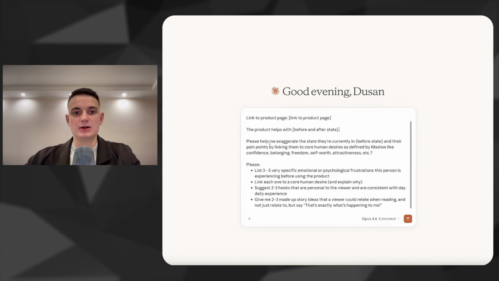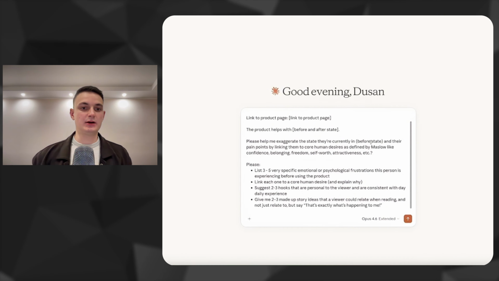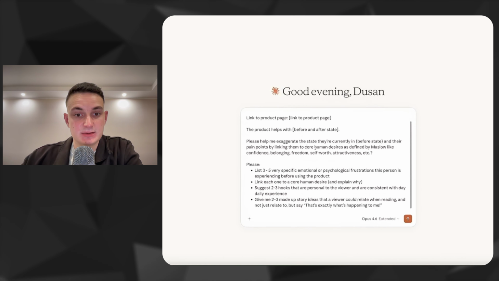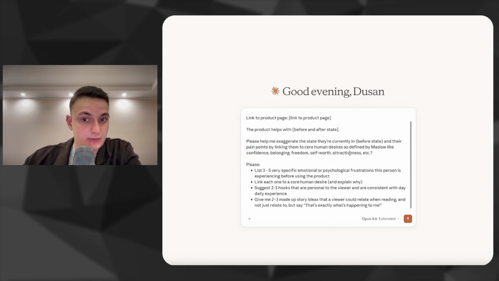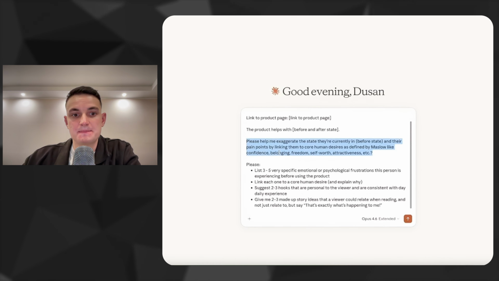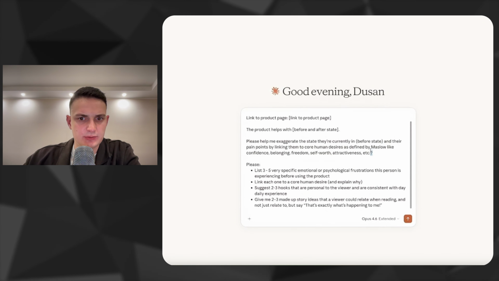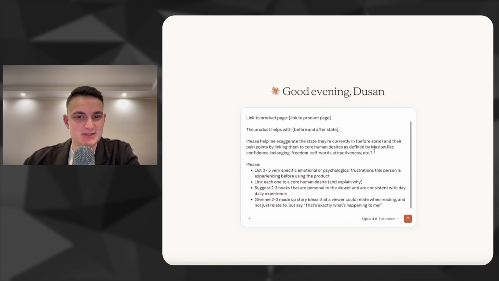And then please help me exaggerate the state they're currently in, so before state. So if someone has acne, let's exaggerate it. And their pain points by linking them to core human desires as defined by Maslow's hierarchy of needs. So there is 16 of these. I'm not going to go through every single one. You can look it up, but this is what's important for AI.